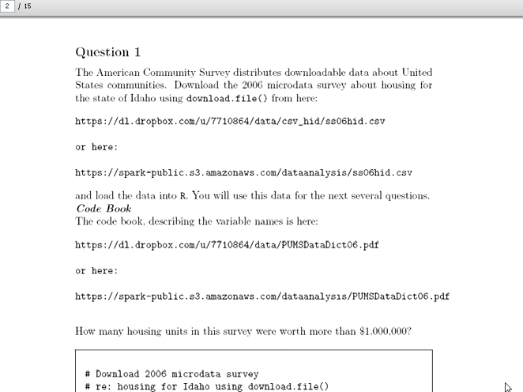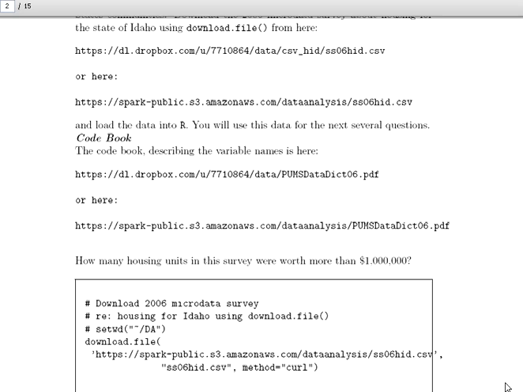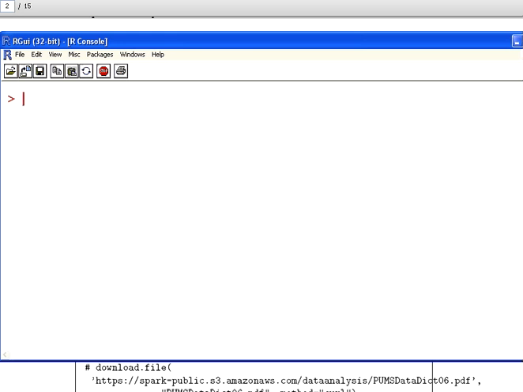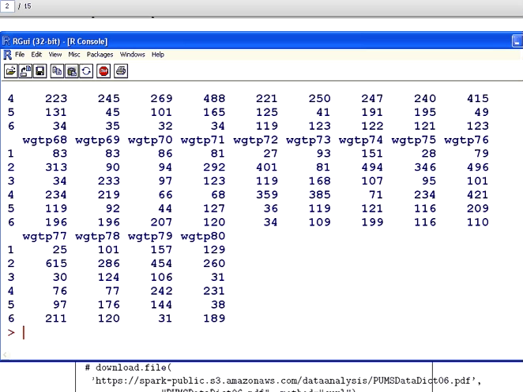Now, the question in particular that is asked here is how many housing units in the survey were worth more than 1 million US dollars? By the way, it might be a good idea to watch this in full screen mode on YouTube. Well, I have the data set up here as Idaho. So let's have a look at head of Idaho. All lowercase letters, but you can bring it in whatever way you want. Okay, so I have the data set there.